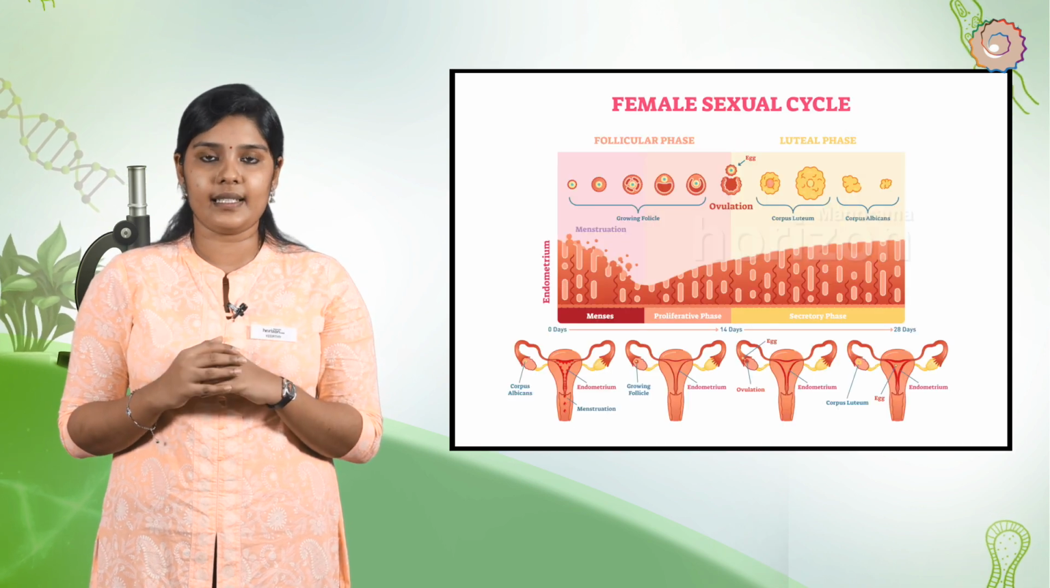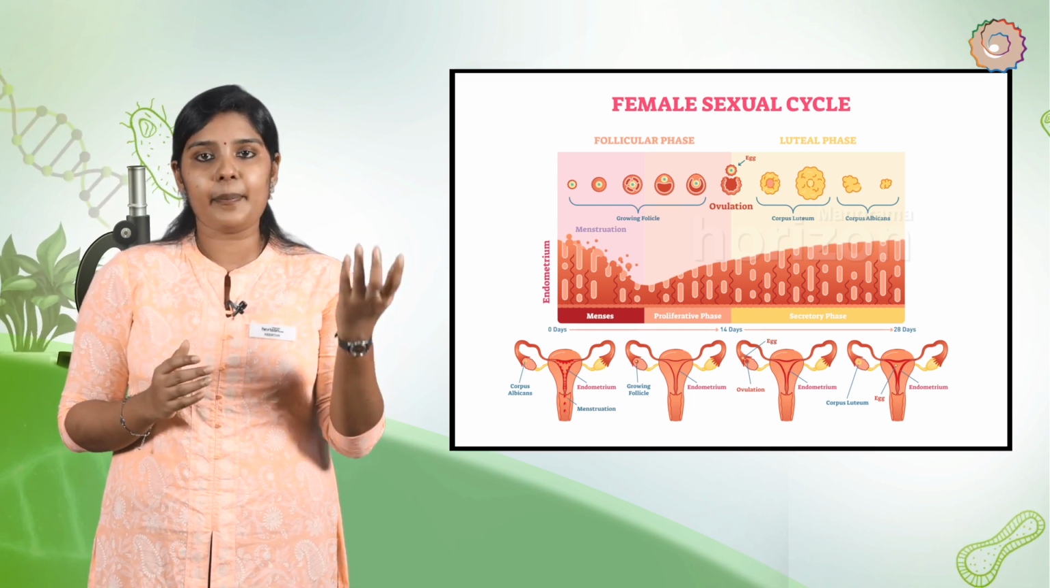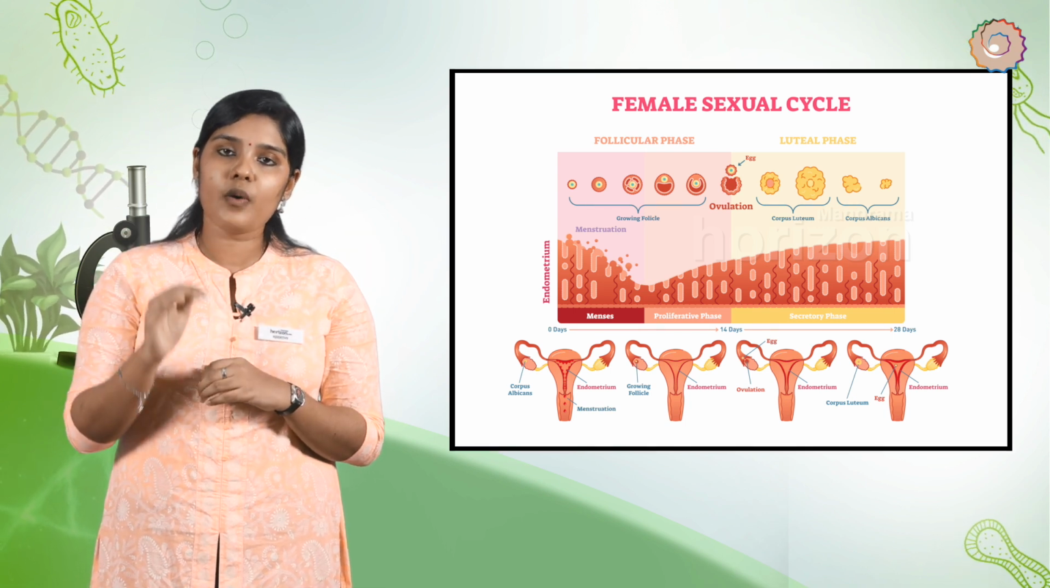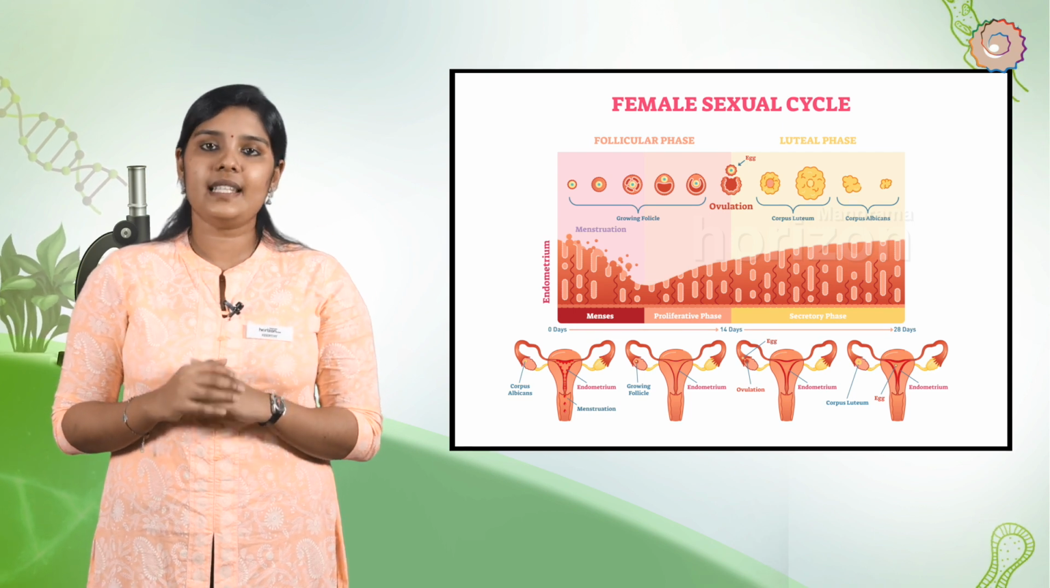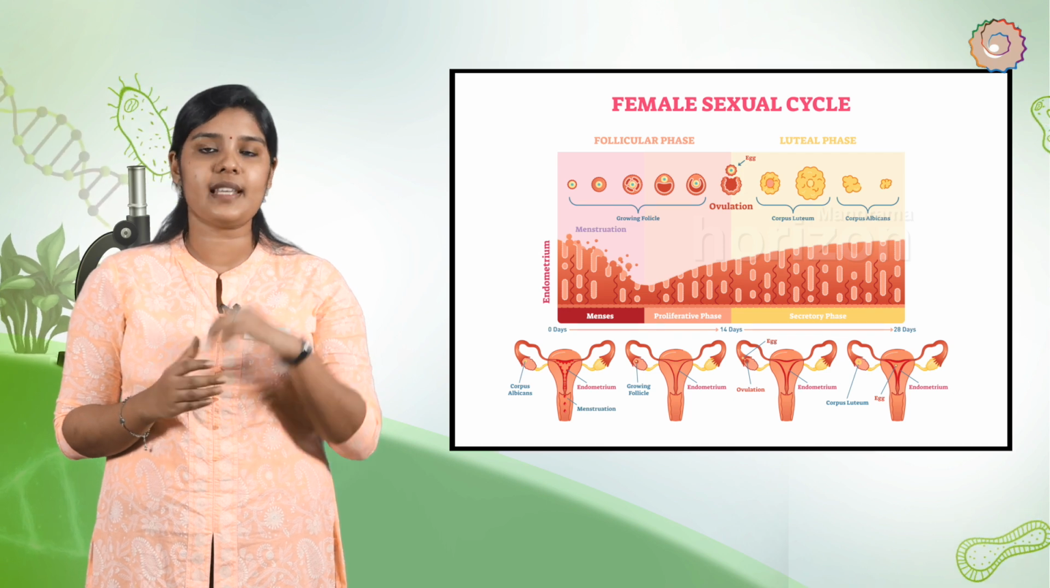This menstrual cycle lasts for around 5 to 7 days until the debris of uterine lining along with blood is discharged. This cycle takes place roughly every month and it is known as menstruation.